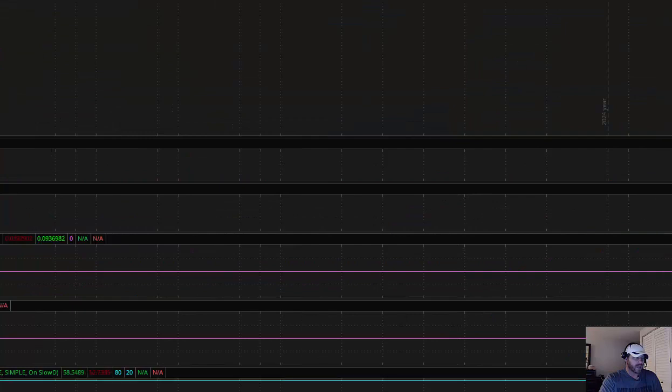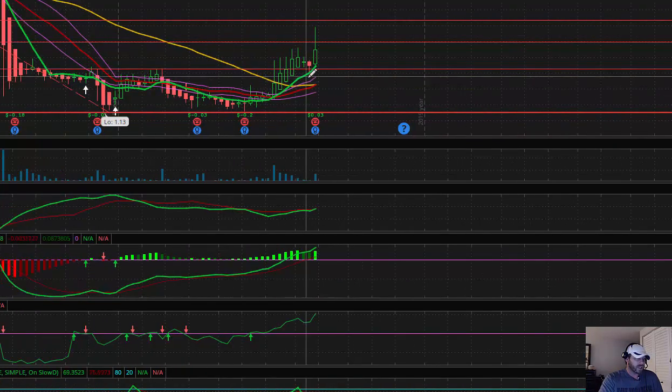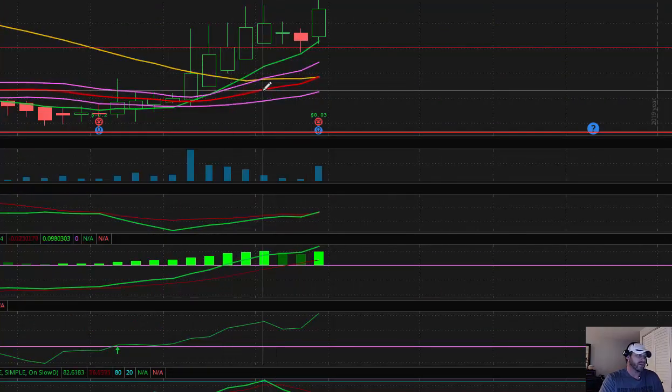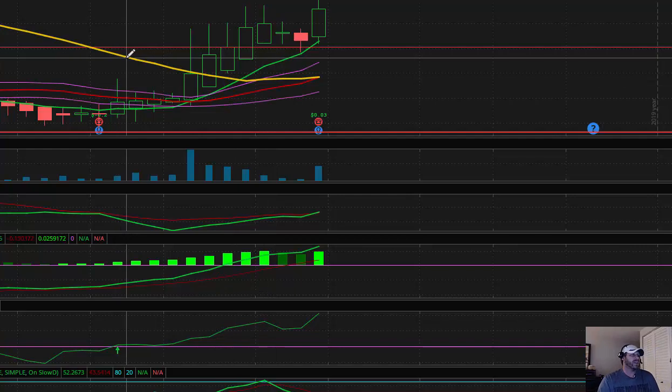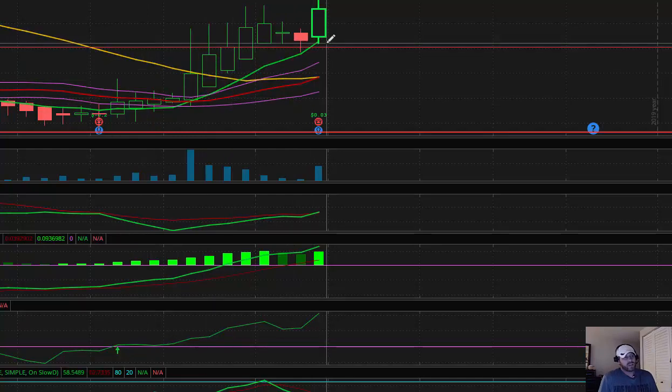Oh, let me get that back. Where you at? There. These skinny purple lines are now my Bollinger Band highs and lows. The red is still the 20-day moving average. The yellow is my 50-day moving average, and this green line is my 9-day moving average. So that way I can see my crossovers as well.